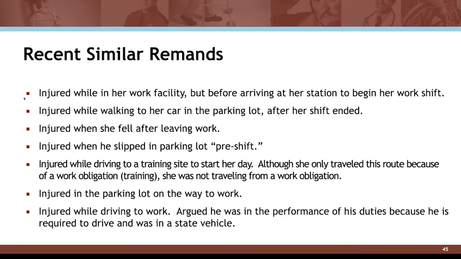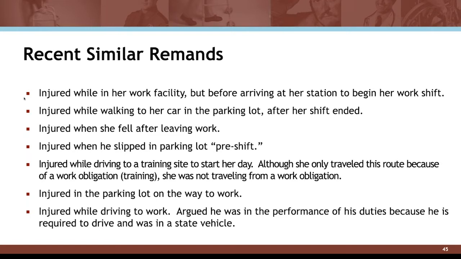The third incident is a member was injured. In her application, she wrote that she finished up her shift, left work, and was on her way to the train station. Again, going to the train station is not a work obligation, so we had to remand it.